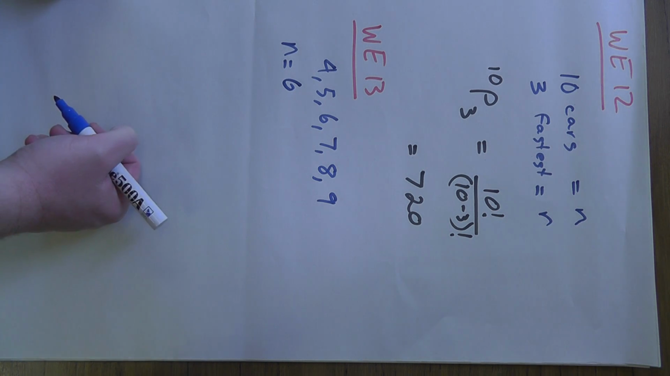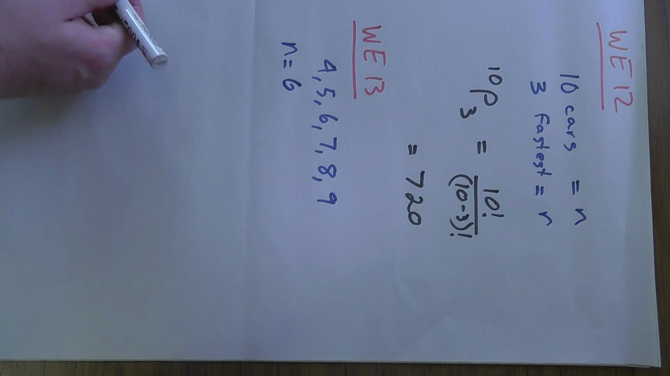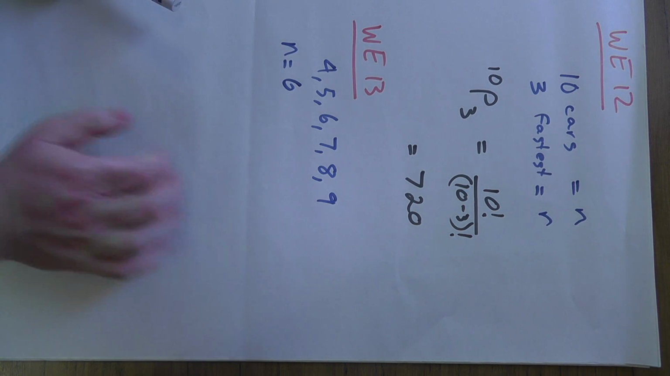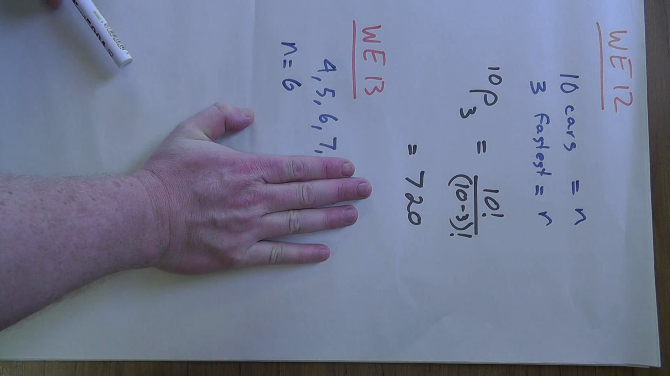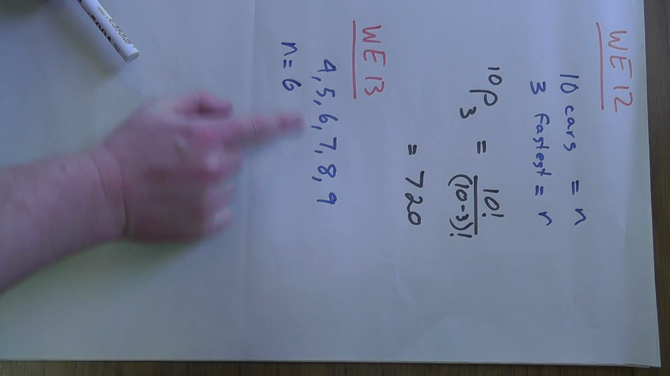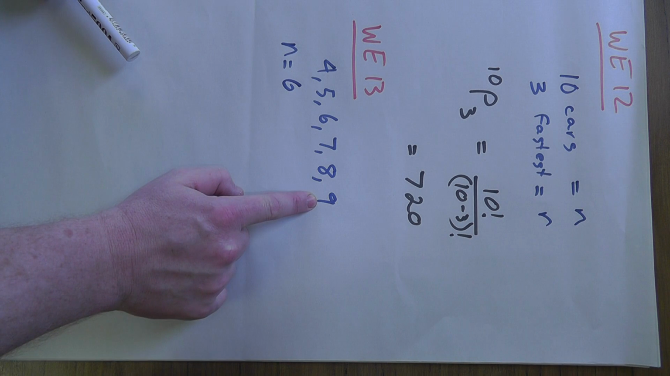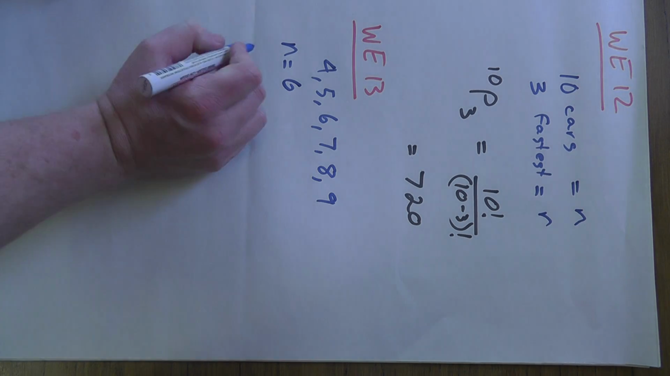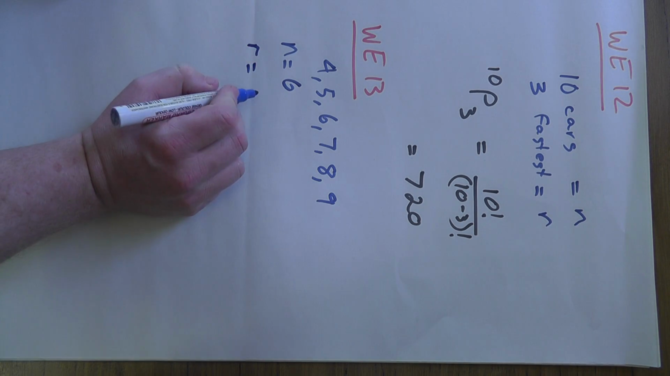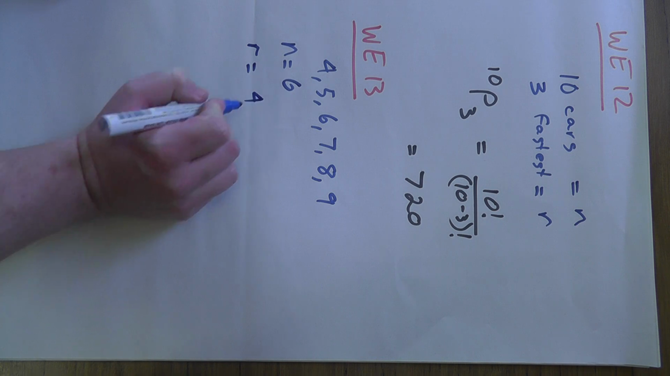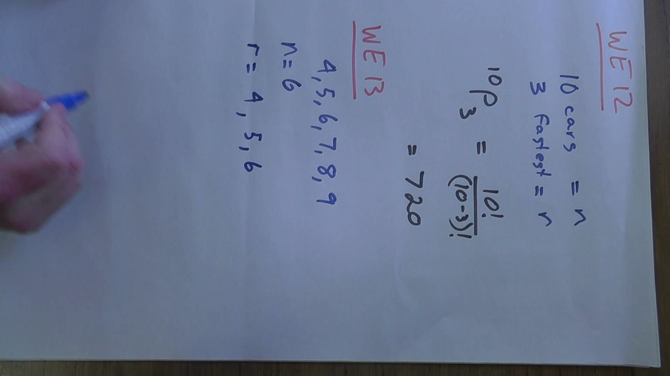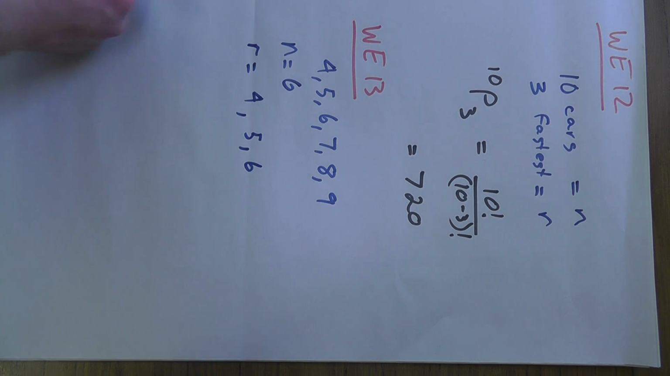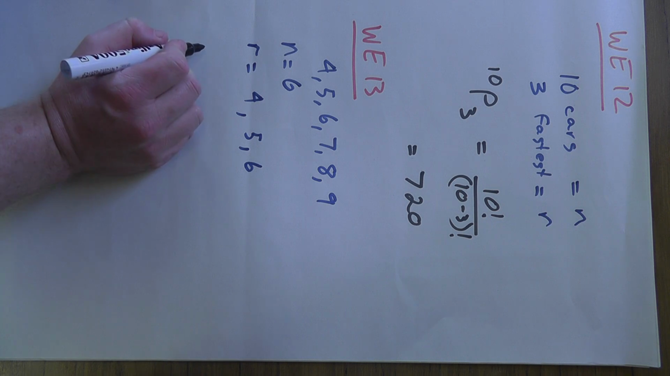We want numbers bigger than 1000. So if I have a 4-digit number, the smallest 4-digit number I can have would be 4,567. I could have a 5-digit number or a 6-digit number. So R is going to be groups of 4 numbers, groups of 5 numbers, and groups of 6 numbers. So write that out using nPr format.